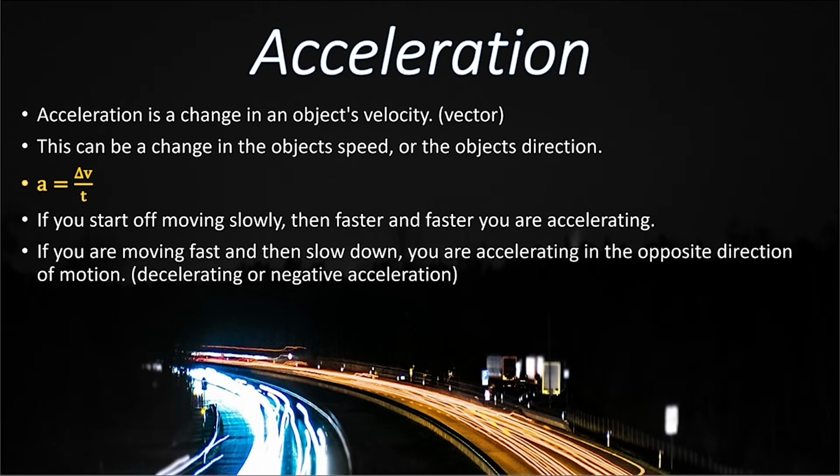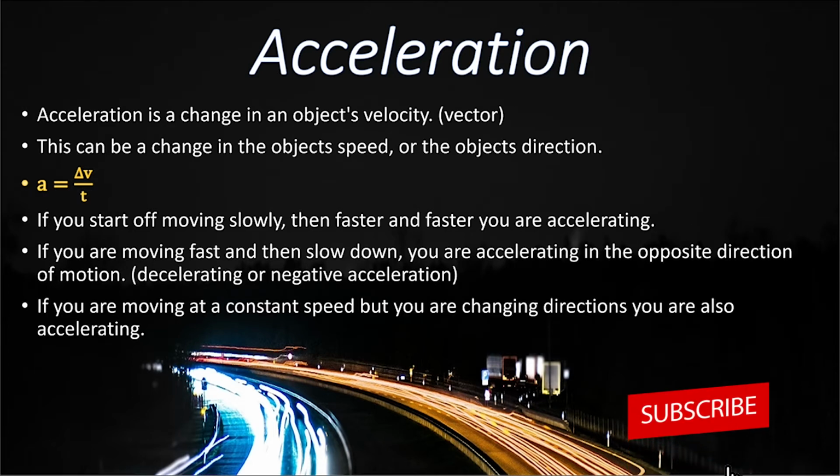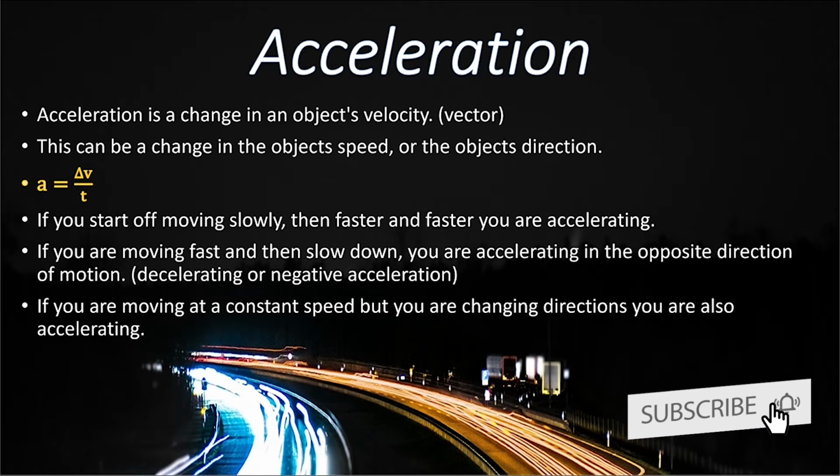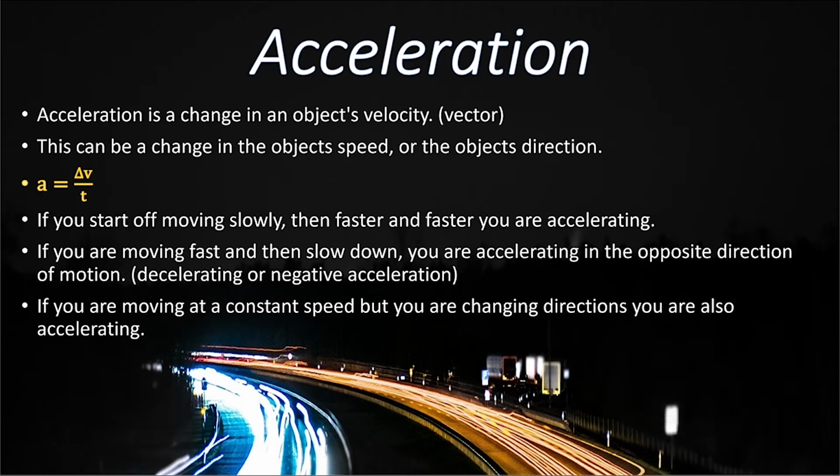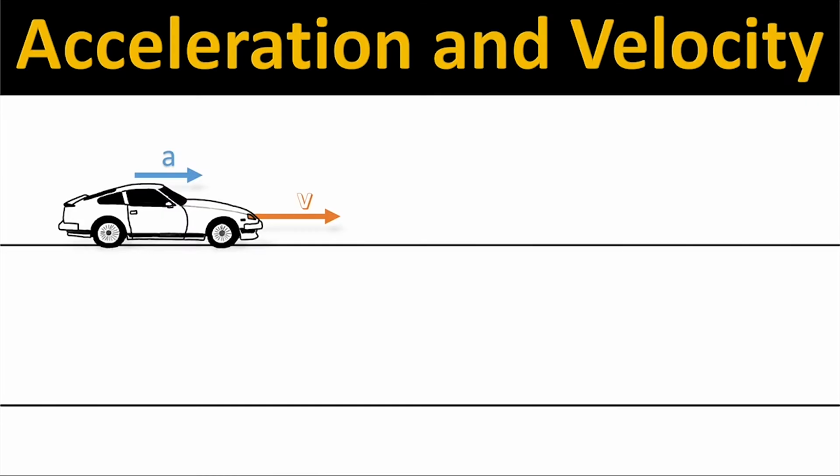Now, if you're moving fast and then you're slowing down, you're accelerating in the opposite direction of your motion. So we sometimes call that deceleration or negative acceleration. And we're going to have a few examples of that here in a minute. So if you're moving at a constant speed, but you're changing the direction, so you're going around a turn, you're going to be accelerating. Now let's go into a few examples of acceleration and velocity.